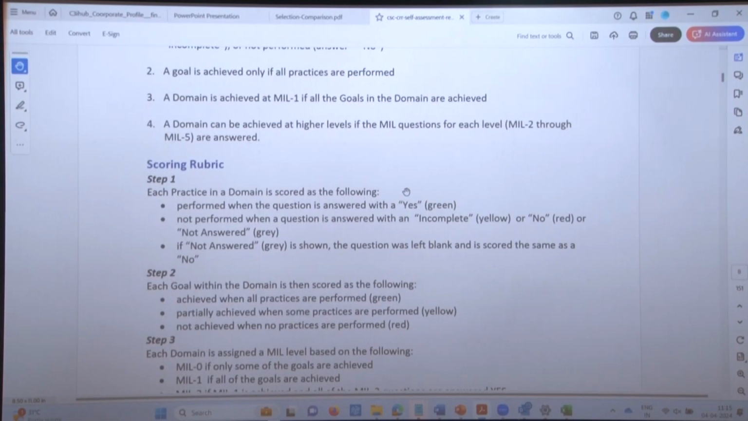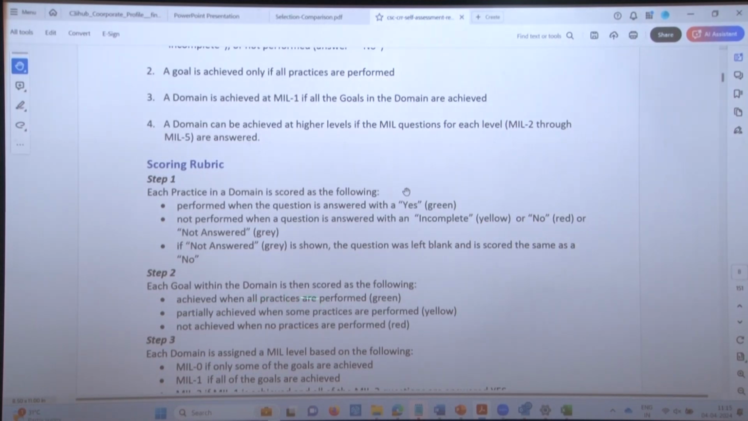So the scoring is that every practice has 3 answers possibly. Yes, we are performing this practice, or I am performing but not to the fullest extent possible, so incomplete, or no, which means that this is not being done. Not answered is gray, and not answered is not going to help much, it might as well be red, right? If you have not answered, you assume that it is not being done.